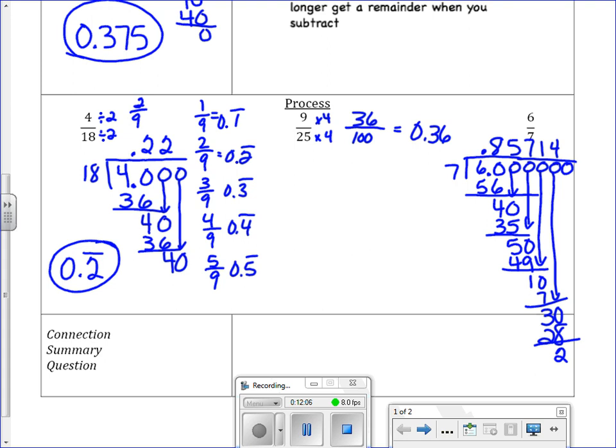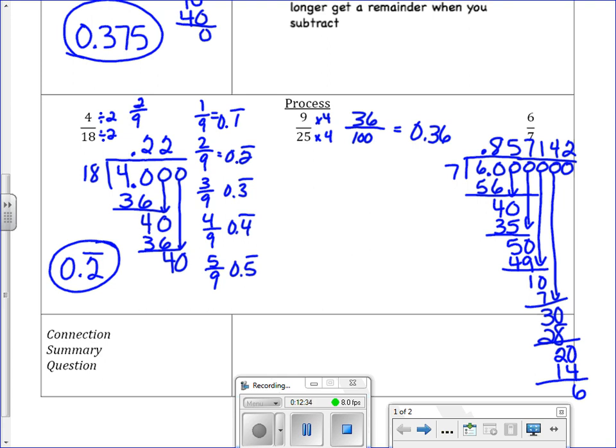Another 0, bring it down. 7 is going to go into 20. That's only going to be 2 times, because 7 times 3 is 21. 2 times 7, that's going to be 14. And there's a 6. Okay. We could keep doing this on and on. Generally, we only want to go out 3 decimal places, and then we would probably round.